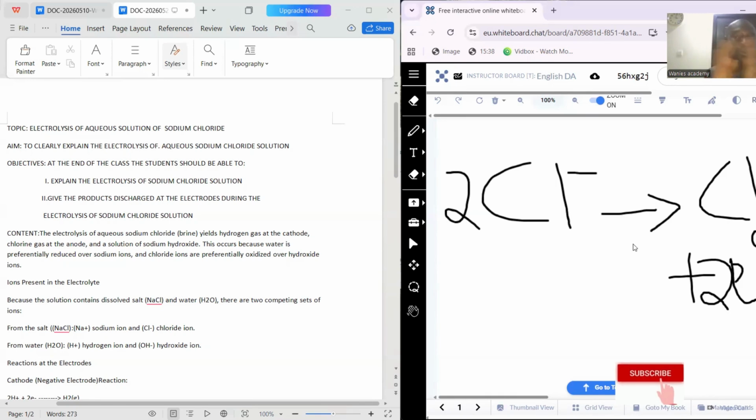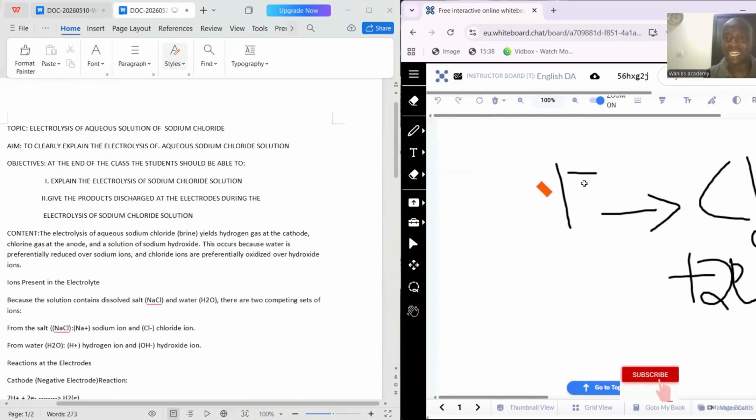Now, that means conclusively, we have hydrogen gas discharged in preference to the sodium ion at the cathode. Then we have chlorine gas discharged at the anode, in preference to the hydroxide ion, provided that the solution is concentrated. But if the solution is dilute, oxygen gas is discharged at the anode. So take note of that. All right.